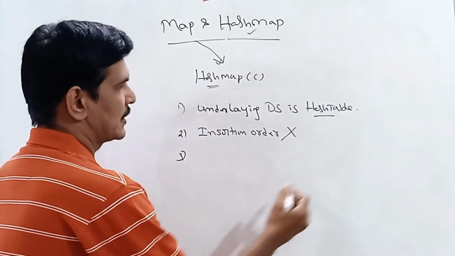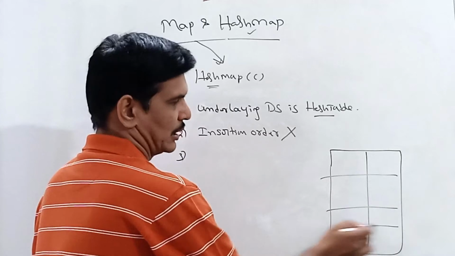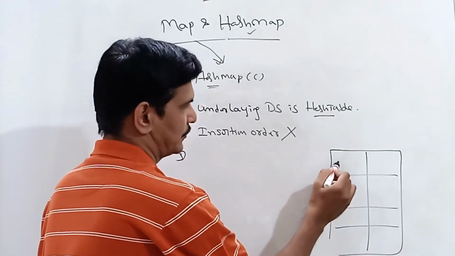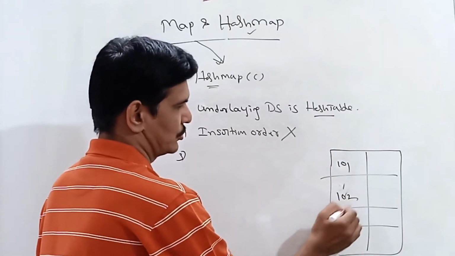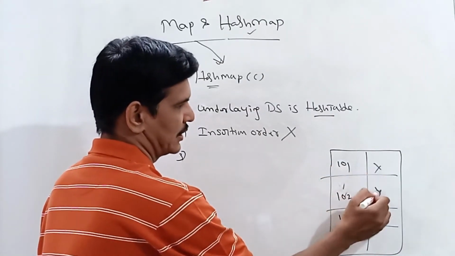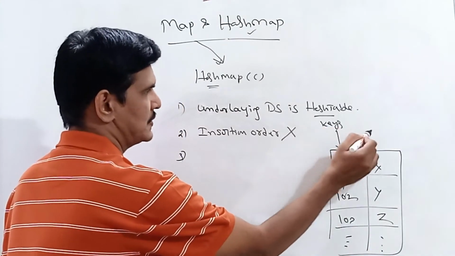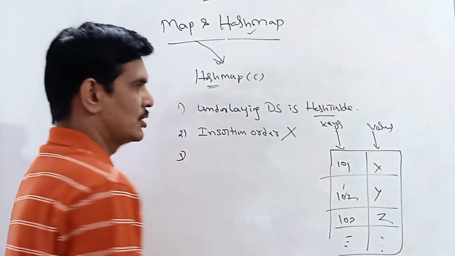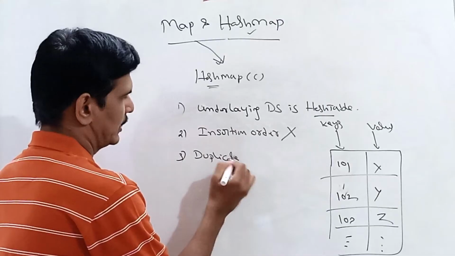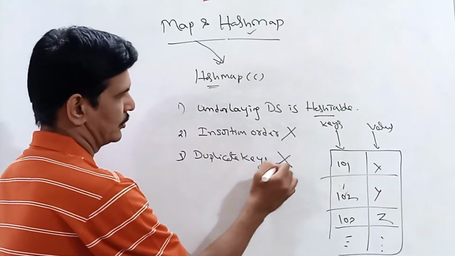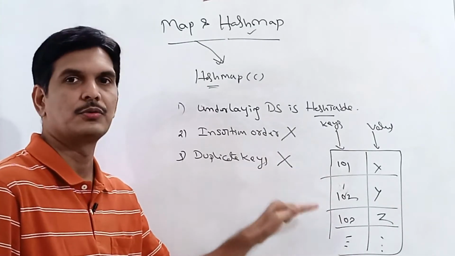Now duplicate keys. For example, I have a HashMap like this, and I have multiple sets of data. Let's say I have some data like this: 101, 102, 103 and so on, x, y and z, and so on. Here all of these are called keys, and these are called values. In the HashMap, duplicate keys are not allowed. So keys are always unique.